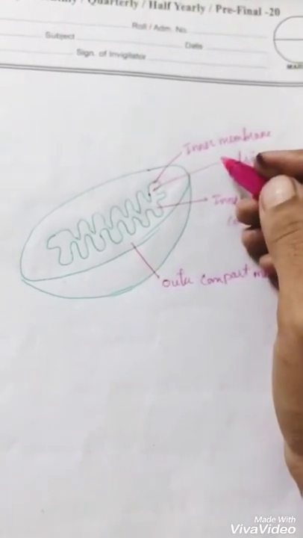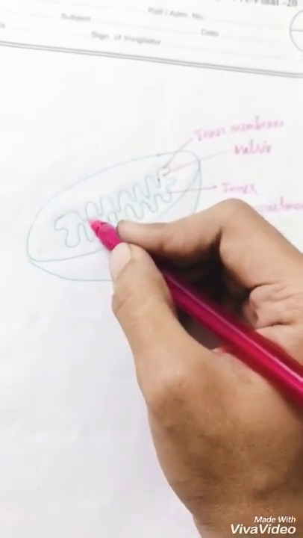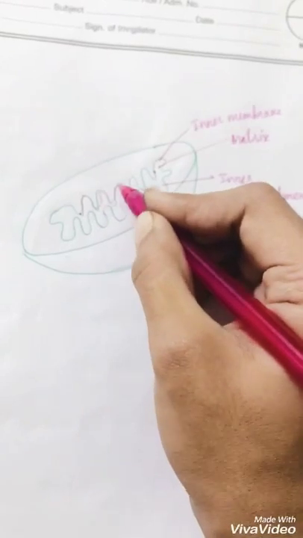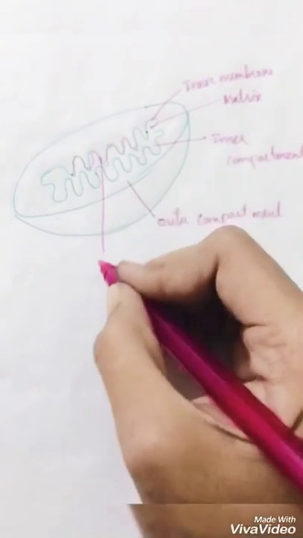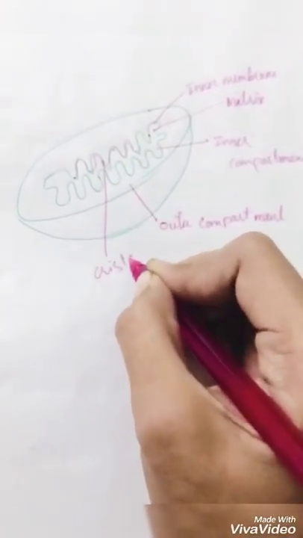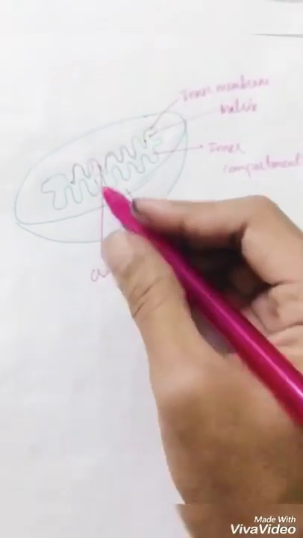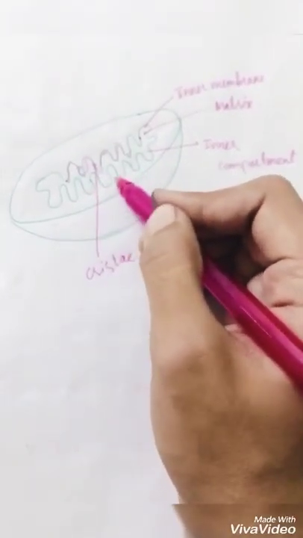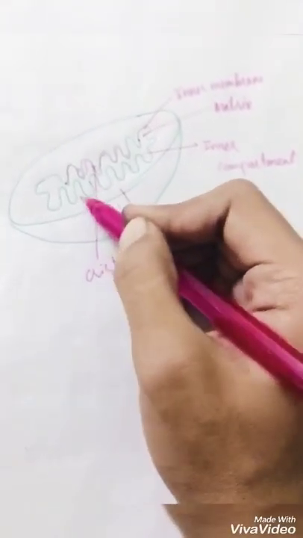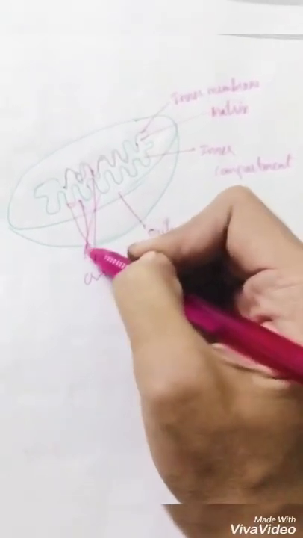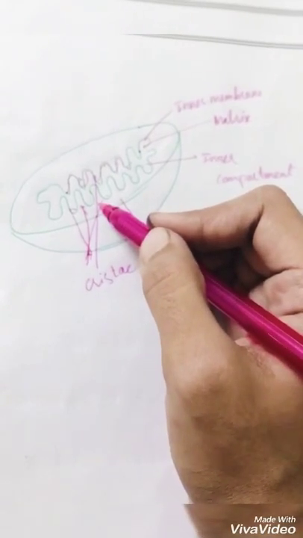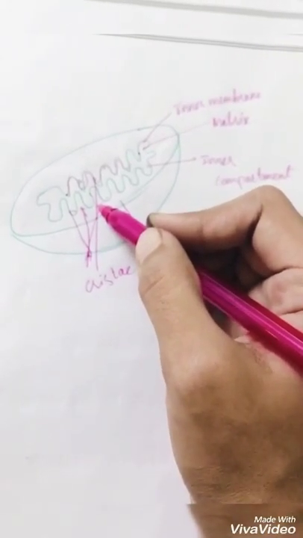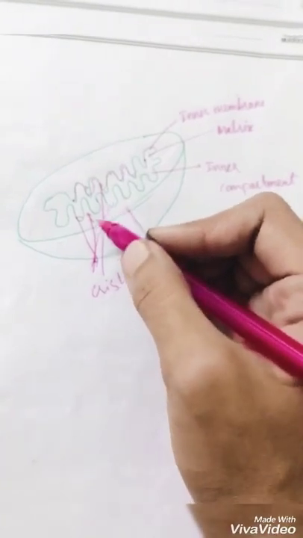Now, this inner membrane has many folds. As you can see here, these are the folds, and these folds are known as cristae. The spaces found between these cristae are continuous with the outer compartment, and the outer compartment is surrounded by a membrane known as the outer membrane. This is the outer membrane.